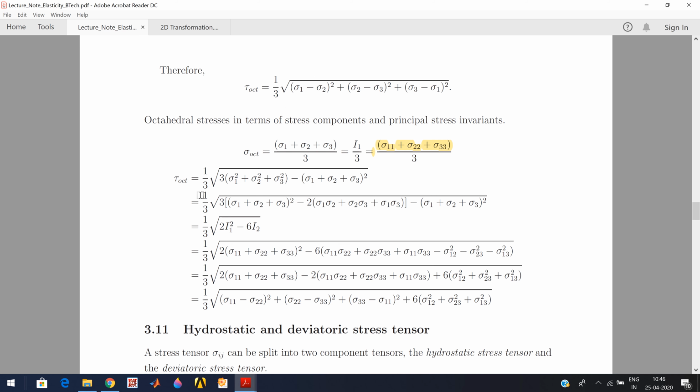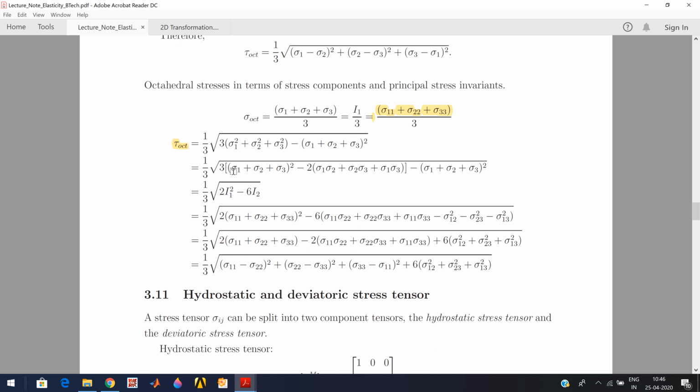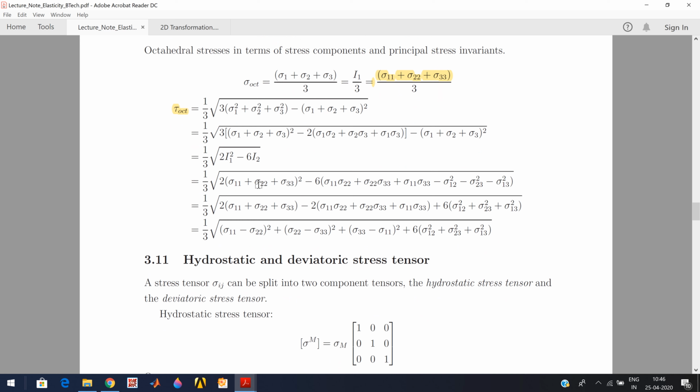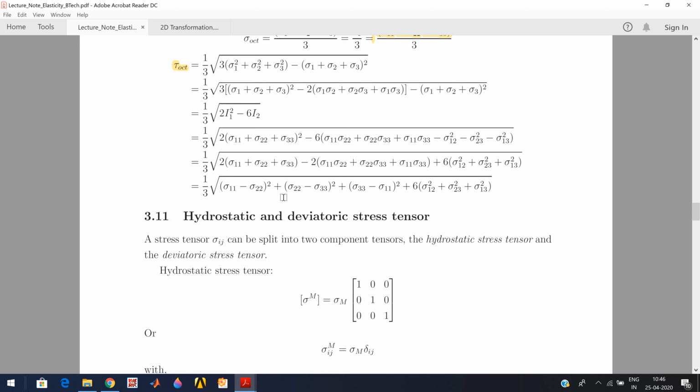Similarly, the shear stress tau oct will also be expressed with some expression in terms of the invariants I1 and I2 here. So sigma oct is only based on I1, but here the shear stress tau oct will be I1 and I2. So these are all expressions you can remember, but if you know one, you can get the other expression from that one easily. So any one you should at least remember.